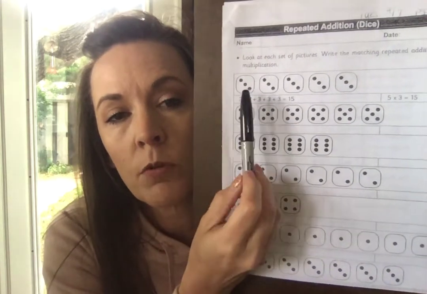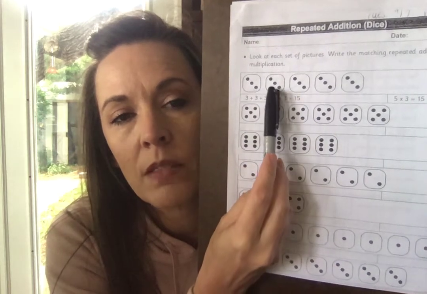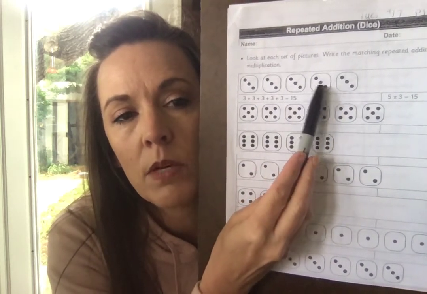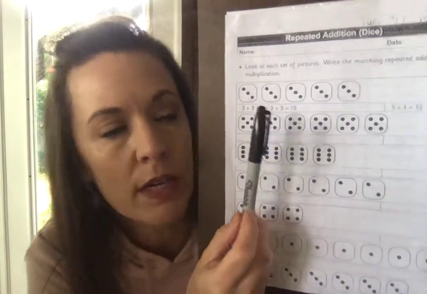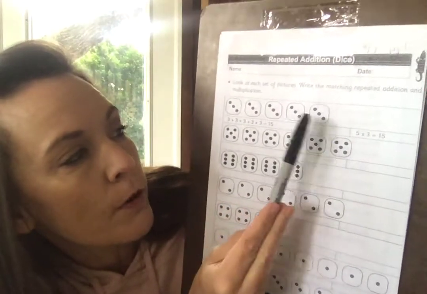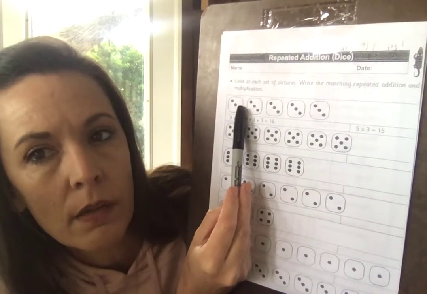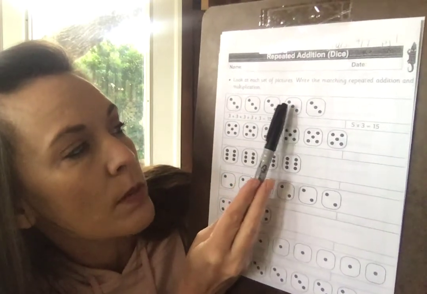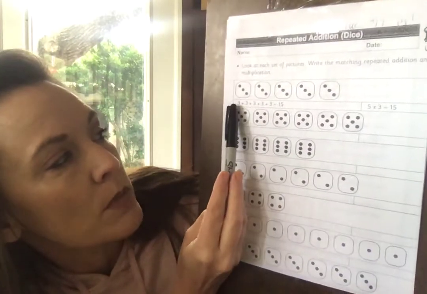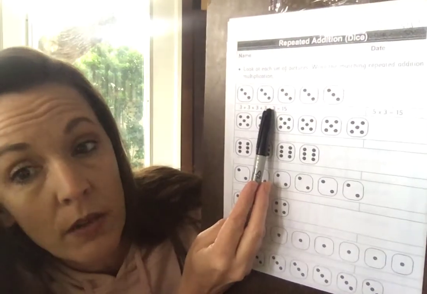The first one's done for us, but let's look at it together. I see 3 and 3 and 3 and 3 and 3. So how many groups of 3 do I see? I see 1, 2, 3, 4, 5 groups of 3. Okay, so I'm going to add 3 plus 3 plus 3 plus 3 plus 3 together 5 times.